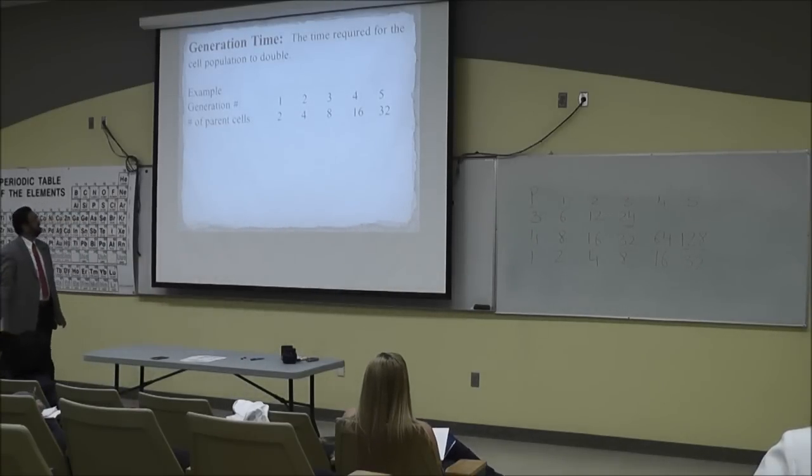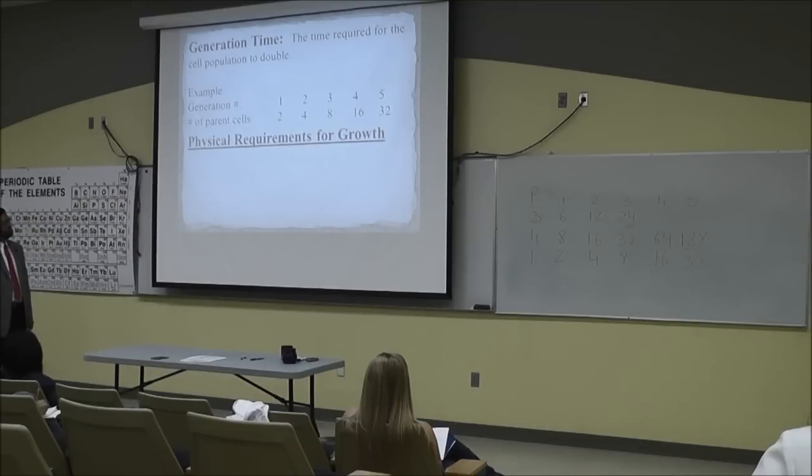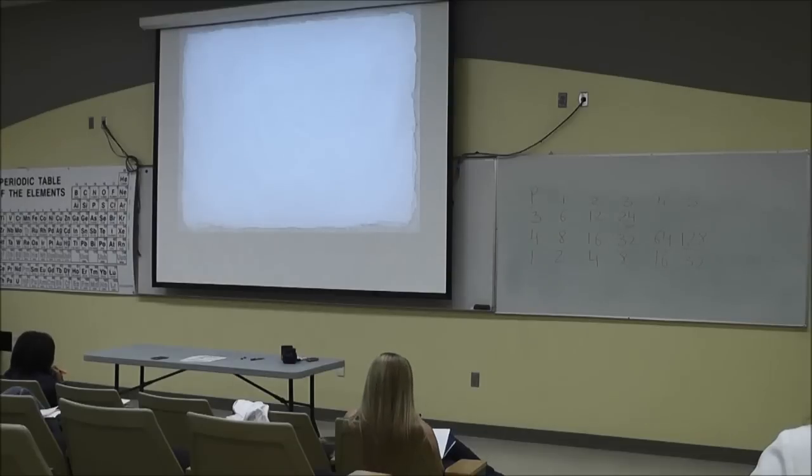Now let's look at some of the major physical requirements that affect the growth of microorganisms. We are going to talk about four or five major ones, starting with temperature, then pH, osmotic pressure, and then gases. Four, I believe. So temperature first.